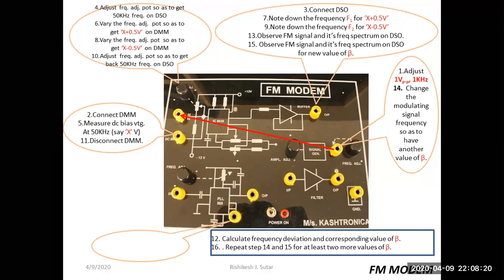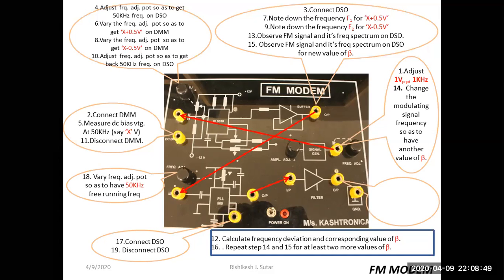Now we'll go towards the demodulation of the frequency modulated signal, so we can connect the DSO at the signified point. I can vary the frequency at the spot so as to have 50 kilohertz free running frequency of the PLL. I can disconnect the DSO from that point. I can apply the modulated signal to the input of the PLL, and I can apply the output of the PLL to the input of the filter, and at the output of the filter, I can observe the recovered message signal. So this is the demonstration of frequency modulation and demodulation.